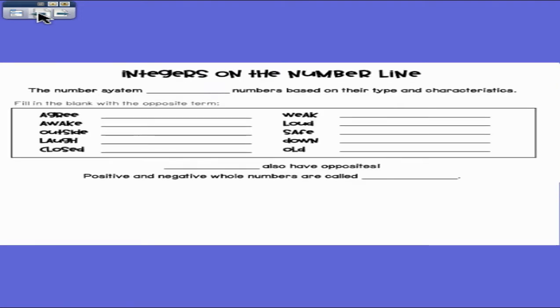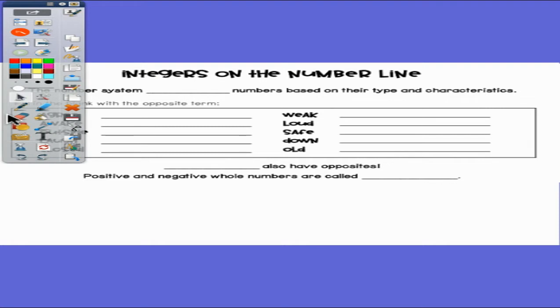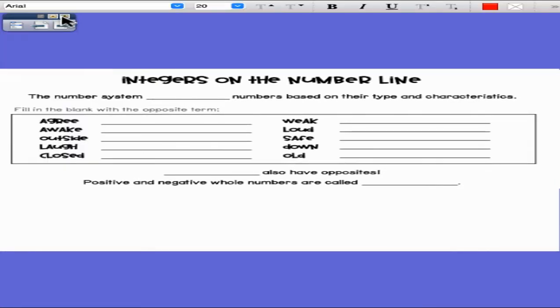Good evening, class. Today we are going to be working on integers on the number line. So go ahead and get out your notes and get ready to answer some questions. Our first sentence stem says the number system blank numbers based on their type and characteristics. Well, as we learned yesterday, what we're doing is we are organizing. So it organizes numbers based on their type and characteristics.